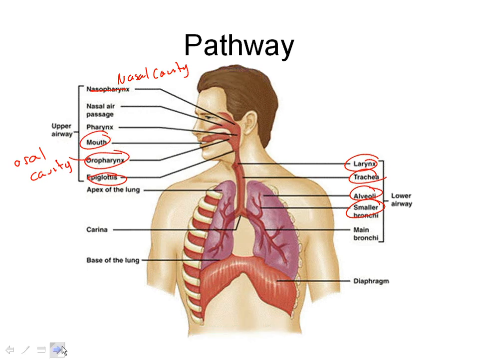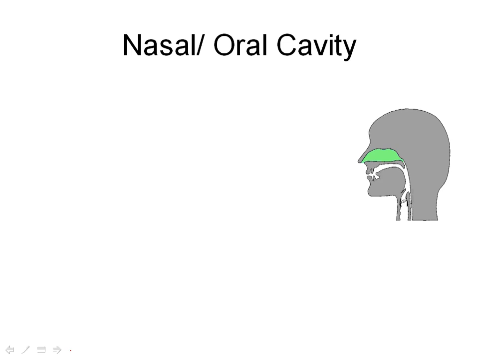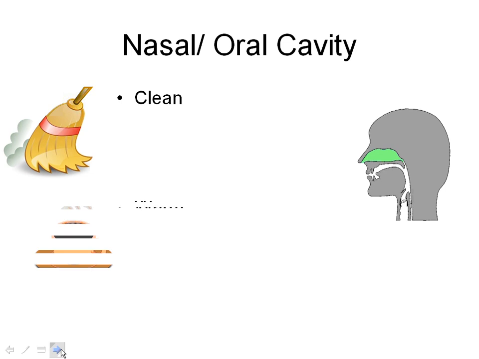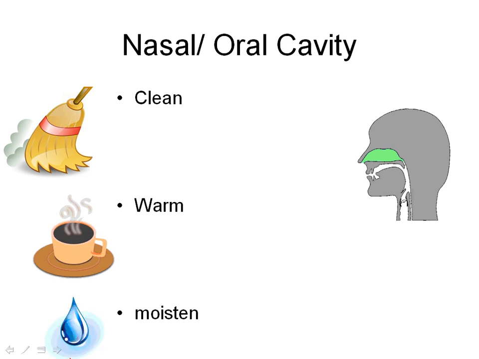But let's look at this mechanism now, the pathway. So we have our nasal and our oral cavity. The whole point of this are the following things. These three. So this is what's happening in the nasal and oral cavity. The air that's coming in needs to be cleaned, warmed, and moistened.